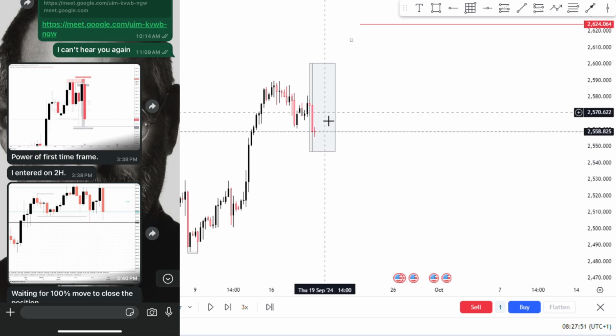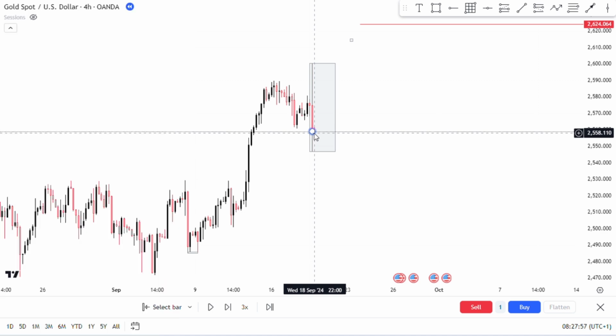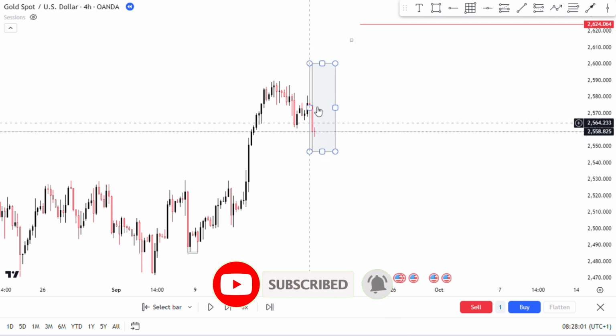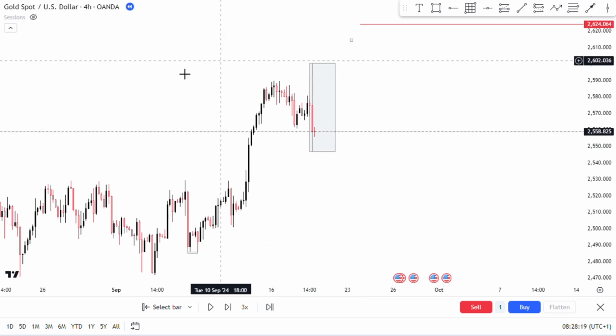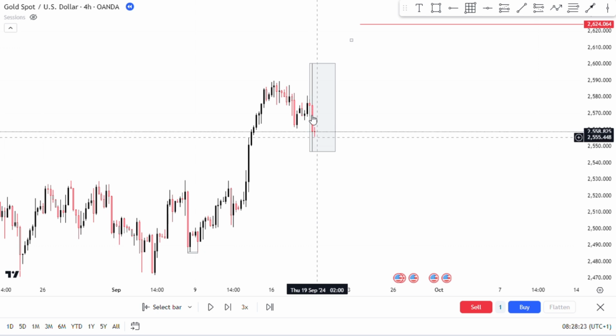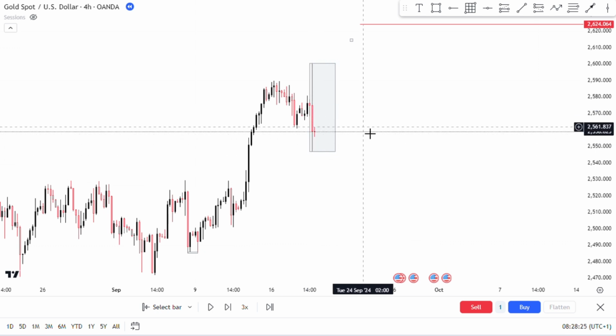This is the first time of me creating a video about it, but at the same time, I'm not really expecting you to understand the full concept, though you can still understand a little bit about it. So what I'm going to do right now is analyze this particular move from this particular high downward. Right now I'm on the 4-hour time frame, so I have to go down to a lower time frame to find the first opposite candle in between this particular area.